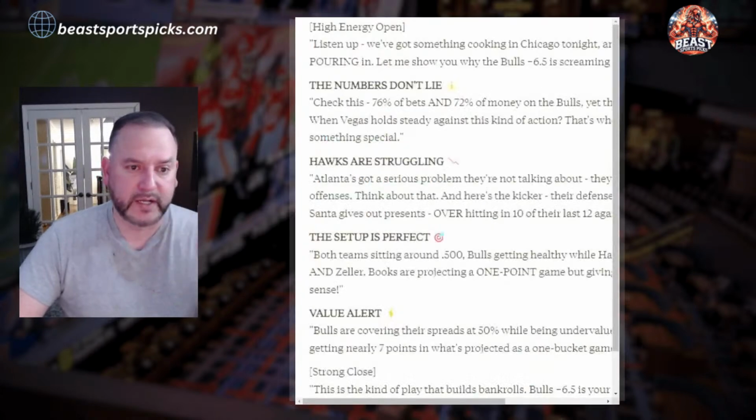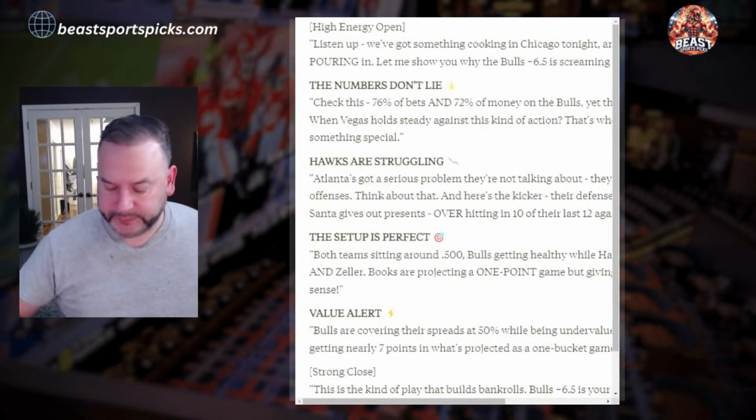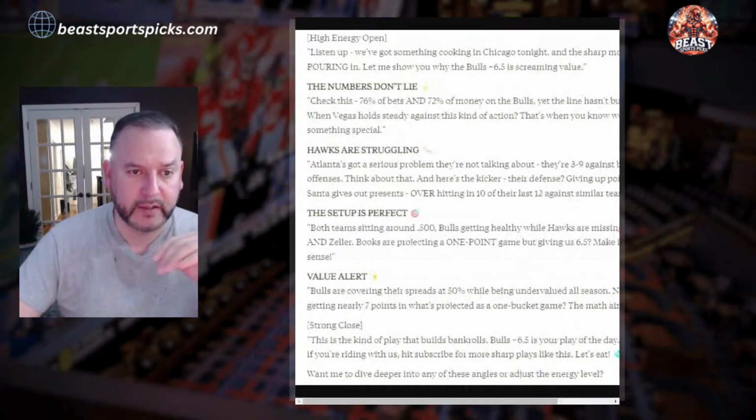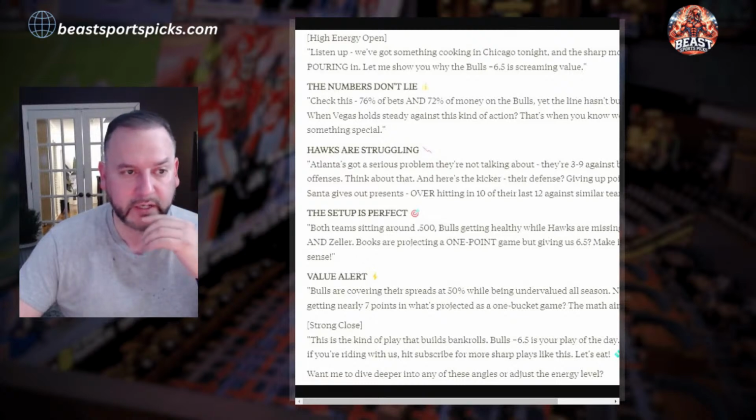And here's my explanation. I'm not going to go into all the details here. I know it's hard to read. It's a lot of data. But basically, it's showing that 76% of the bets, 72% of the money, everything is going towards the Bulls. Vegas is still holding steady at a plus 6.5 when I looked at it. Atlanta has serious problems that nobody's talking about. They're only 3-9 in the last 10.